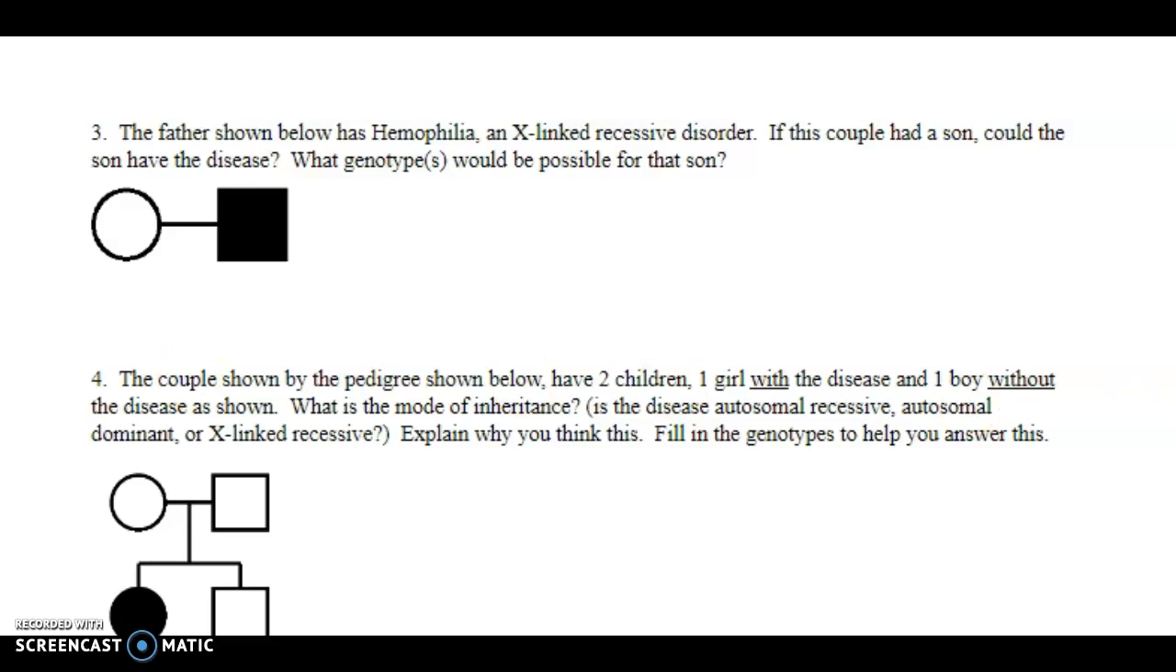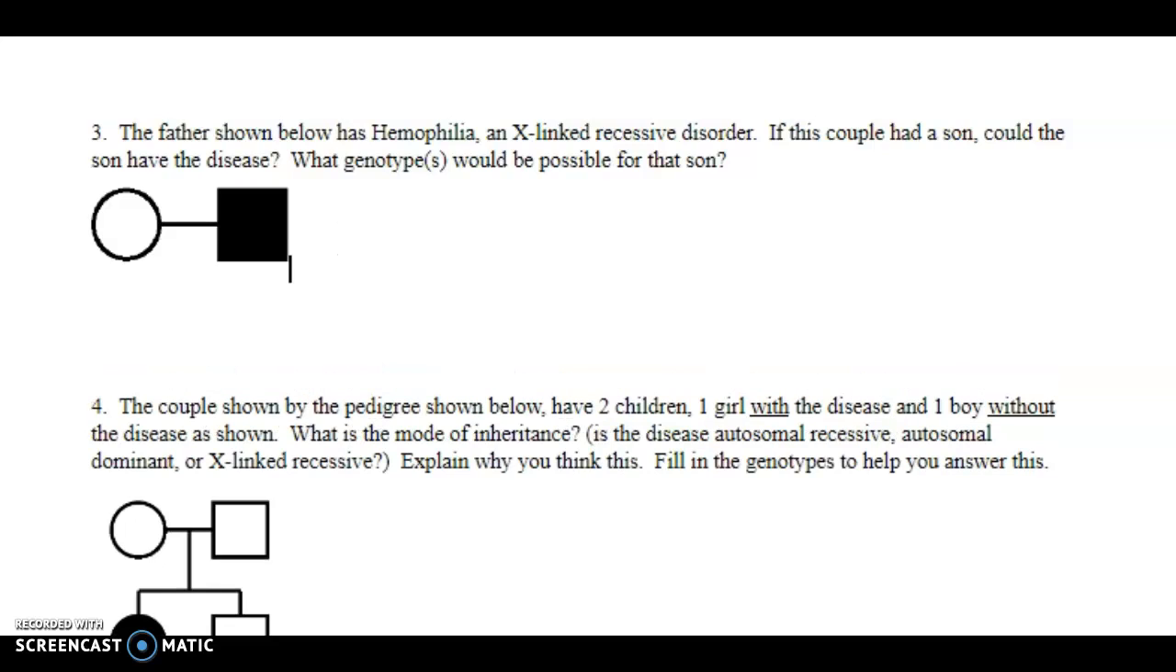Well, the mother is unaffected. But, again, it's X-linked recessive, so she could be X dominant, X recessive. She could be heterozygous and be a carrier. In which case, if she's a carrier, then she would pass on that X.